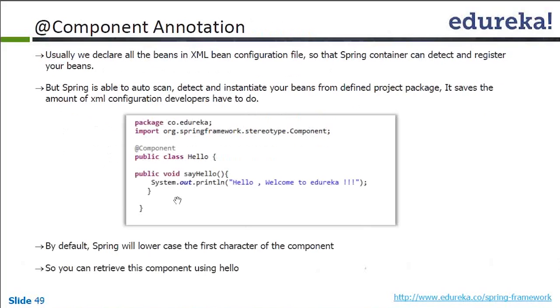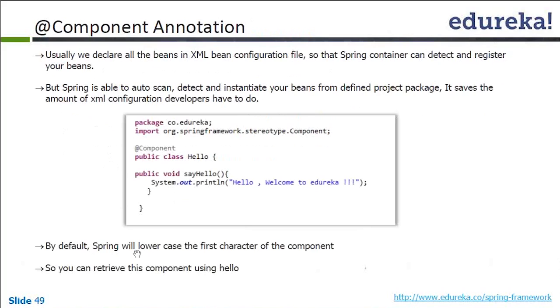Also, it can detect and instantiate your beans from the defined project package. It saves the amount of XML configuration developers have to do. So no bean configuration at all. Directly it will detect and instantiate beans for you from the annotations. How? You just need to place @Component before the class. That's it. This qualifies this Hello as a bean.